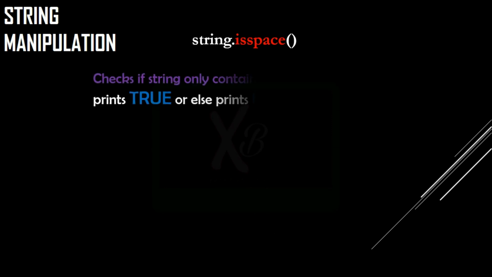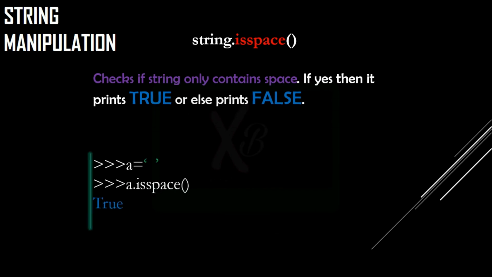string.isspace checks if a string only contains spaces. If yes, it prints true, or else it prints false. So you see, a is equal to a string here, and there are two spaces in it. So a.isspace gives true, because everything is space. There is no character, no number, no special character. But if I write something like a is equal to h, even though we have spaces, we have a character, so it's going to give me false.